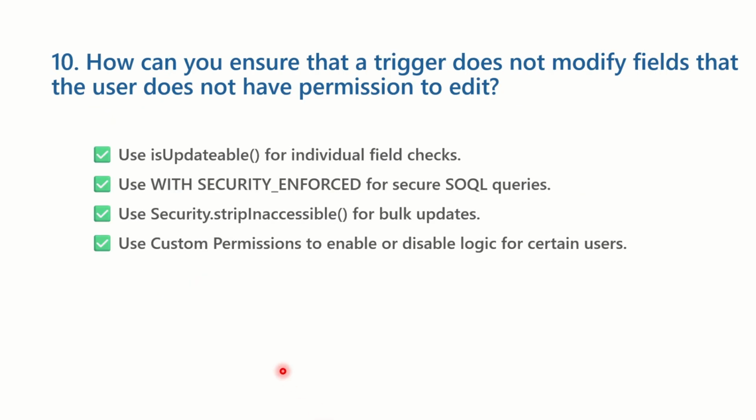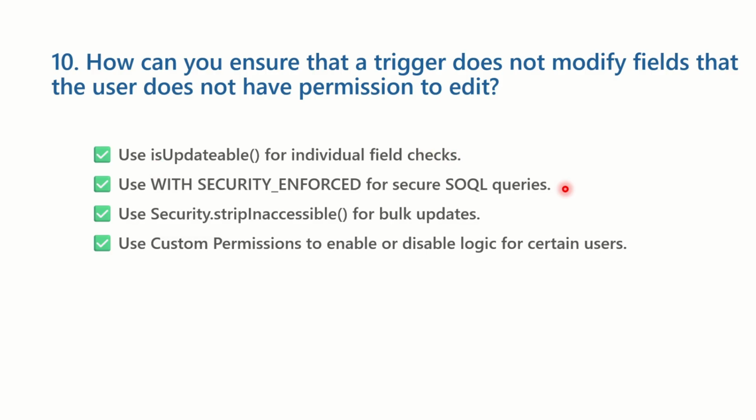Then the next question is, how can you ensure that a trigger does not modify fields that the user does not have permission to edit? As you know, Apex runs in system mode by default, so it assumes that the user has necessary access. Even if you don't have direct access to something, Apex will give you that access because it is running in system mode. Now, how do you enforce field level security or object level security in a trigger? First, you use methods like isUpdateable or isCreateable before updating or inserting something. This is for individual field checks.